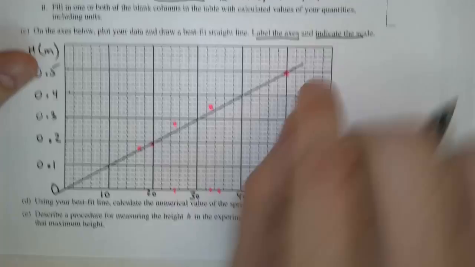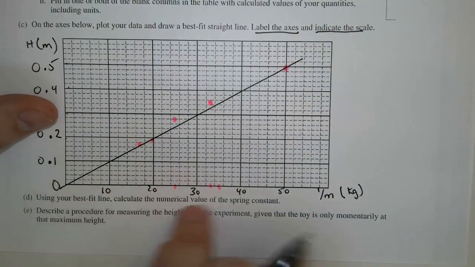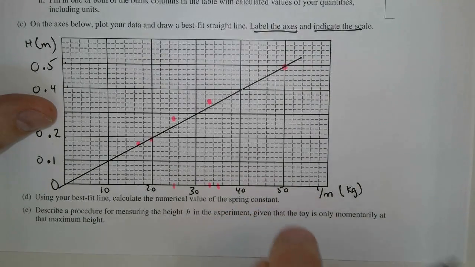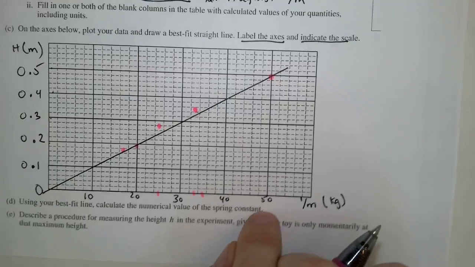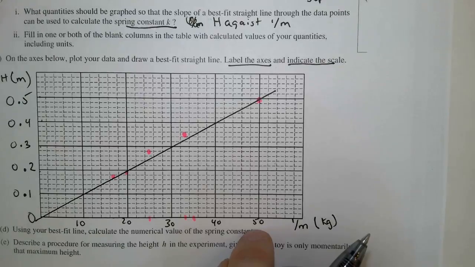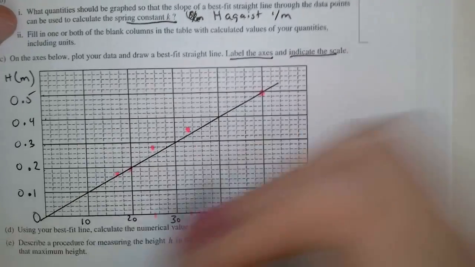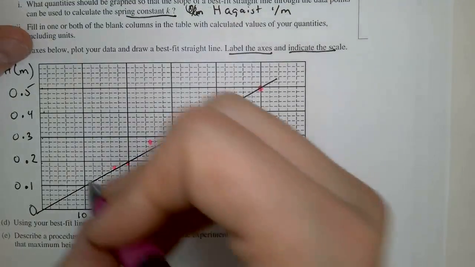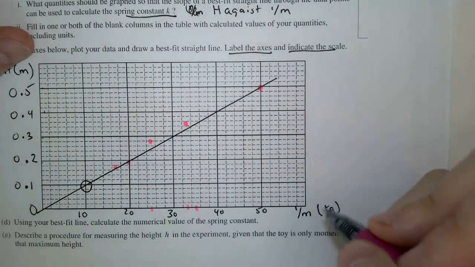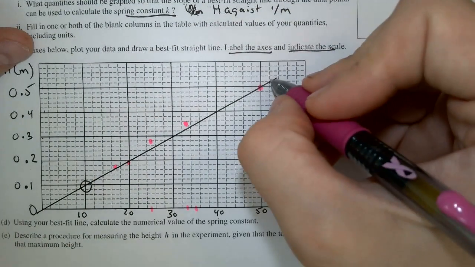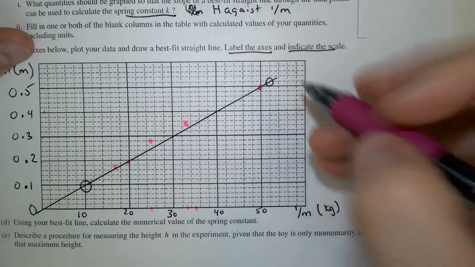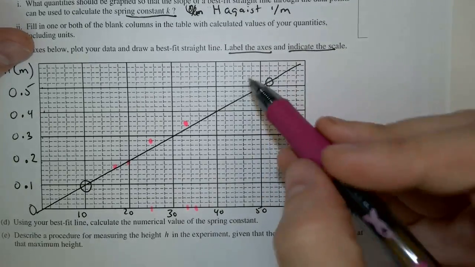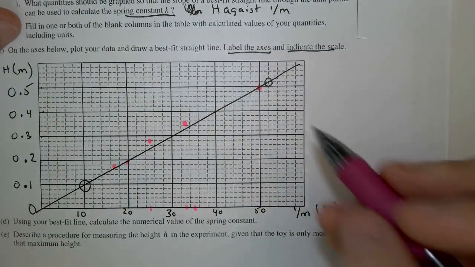Now what do we have to do? Use your line of best fit to calculate the numerical value for the spring constant. Okay, so numerical value for the spring constant, we have to A, find the slope here, which you need to pick 2 points that are not the data points. So I am going to choose here, and I am going to choose here because I can't choose that dot. All right, unfortunately, it looks like it goes through perfectly. So I'm going to choose these 2 points.